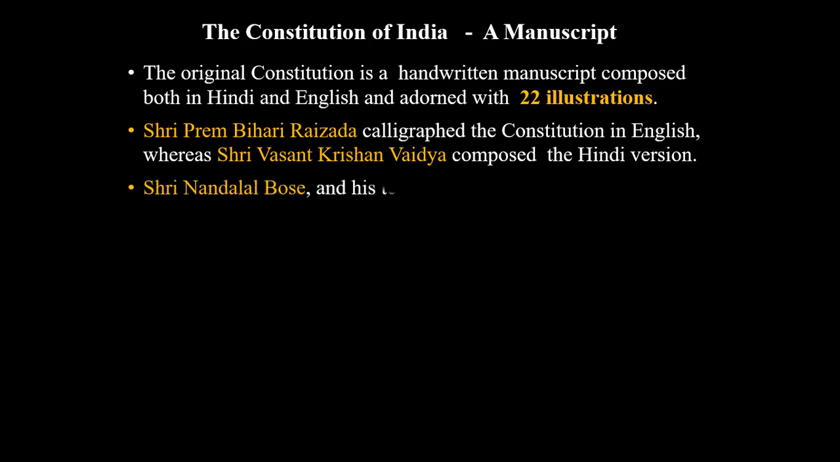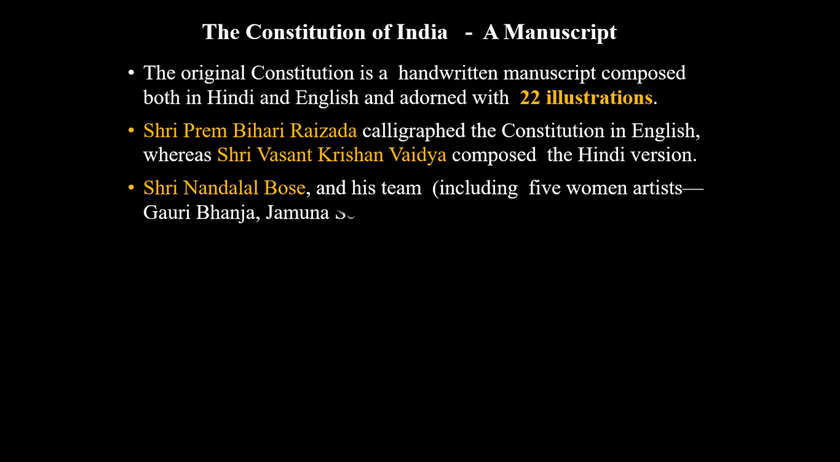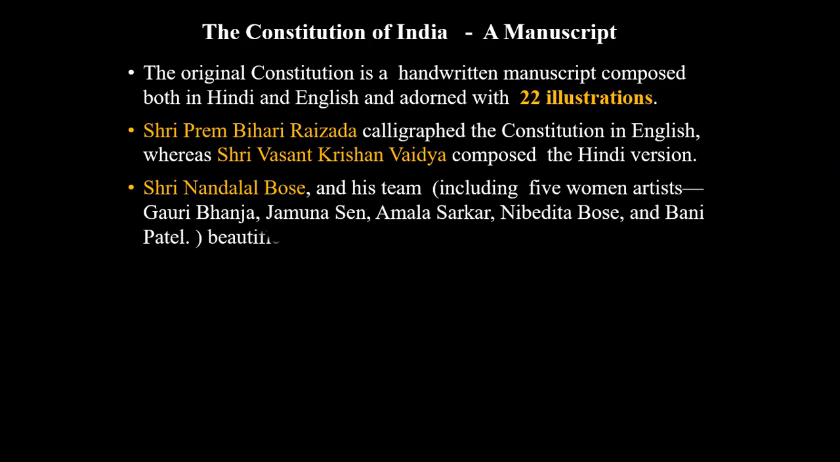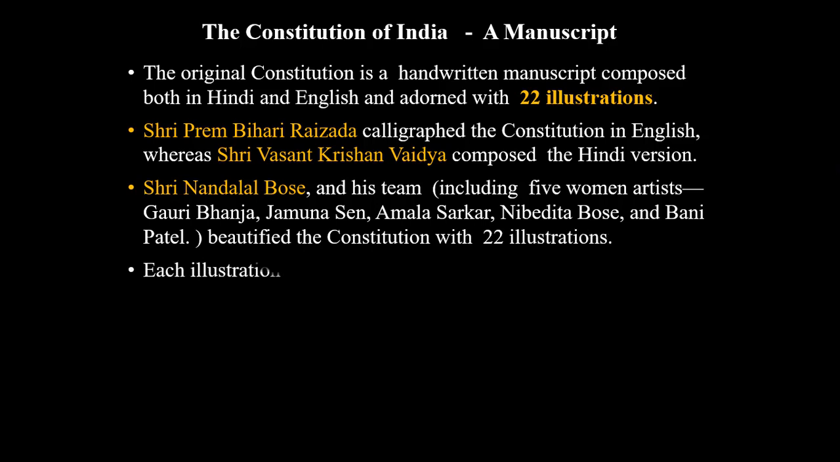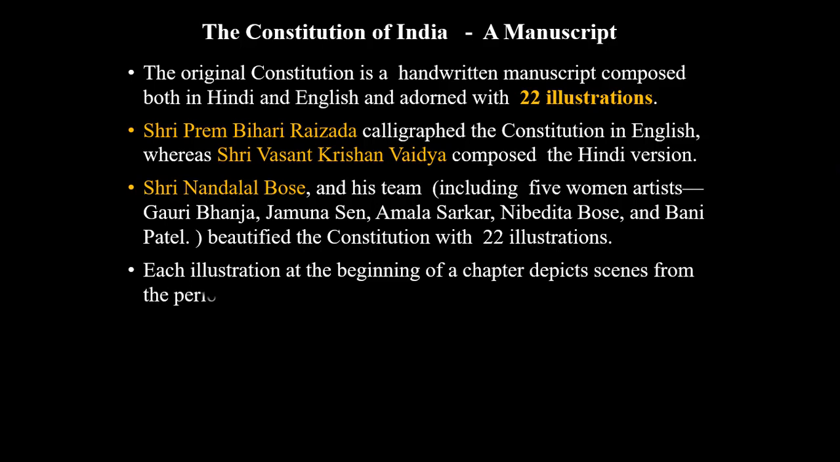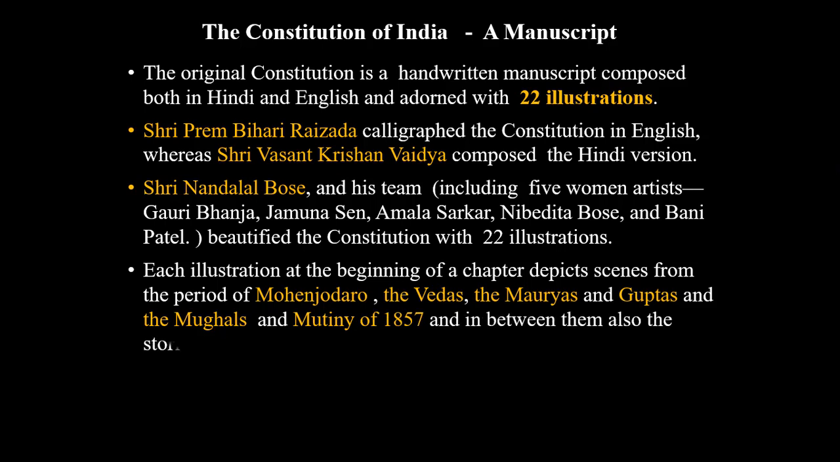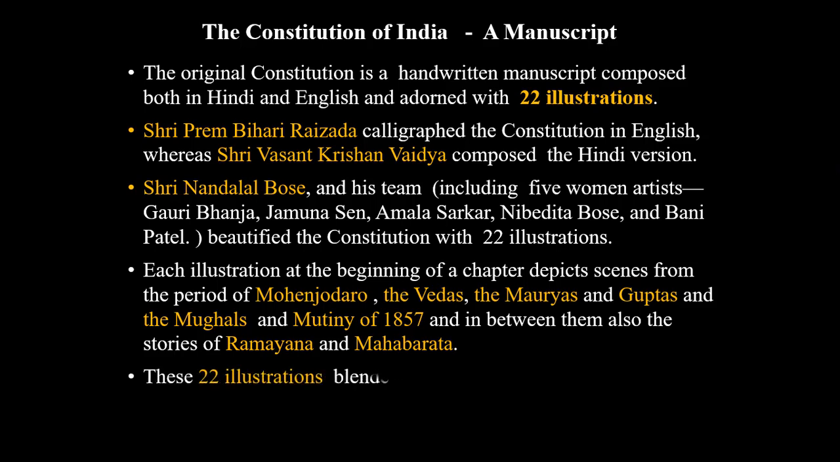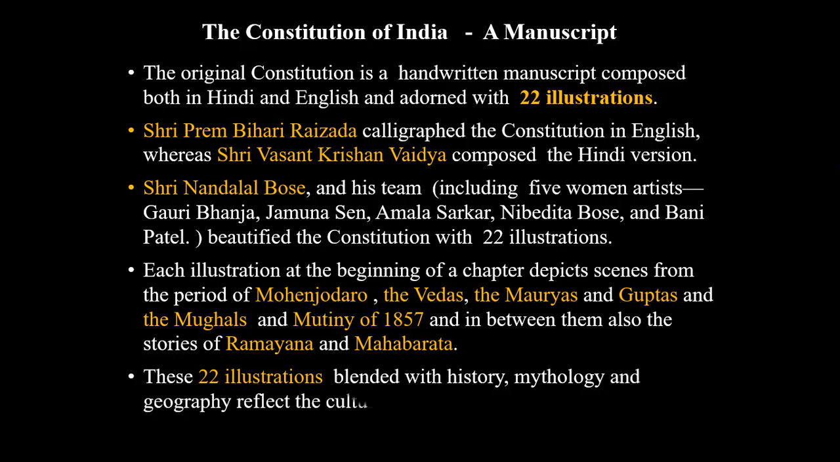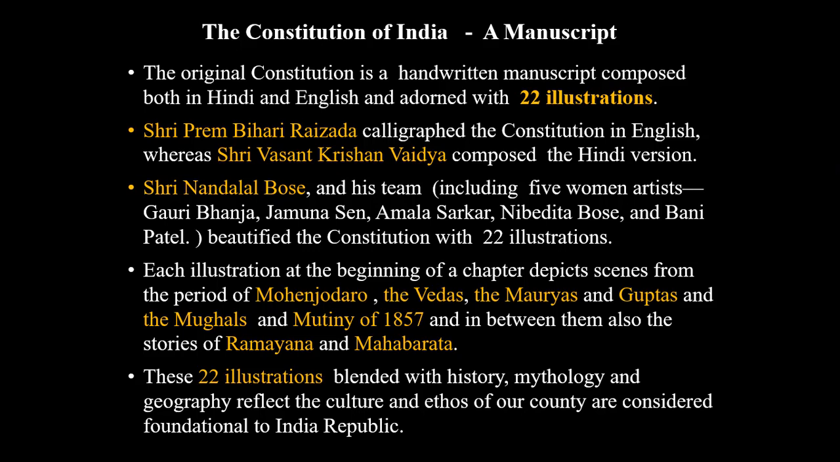Shri Nandlal Bose and his team created 22 illustrations which depict scenes from the period of Mohenjo-daro, the Vedas, the empire of Mauryas and the Guptas and the Mughal, right coming to the first battle of independence, that is the mutiny of 1857. And in between, there are also the stories of Ramayana and Mahabharata. These 22 illustrations, blended with history, mythology, and geography, reflect the culture and ethos of our country, which is also considered the foundation to Indian Republic.